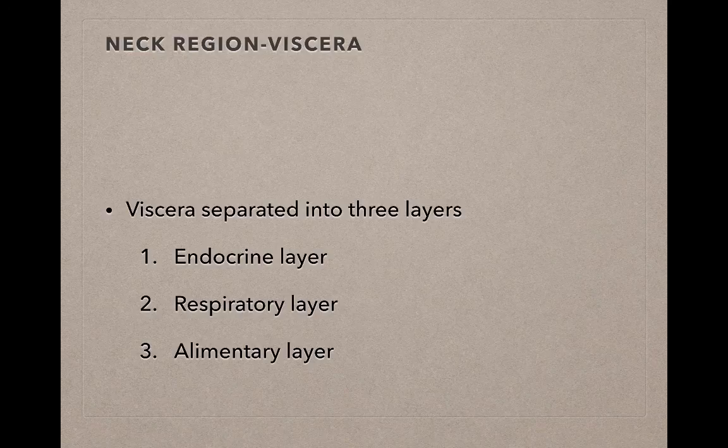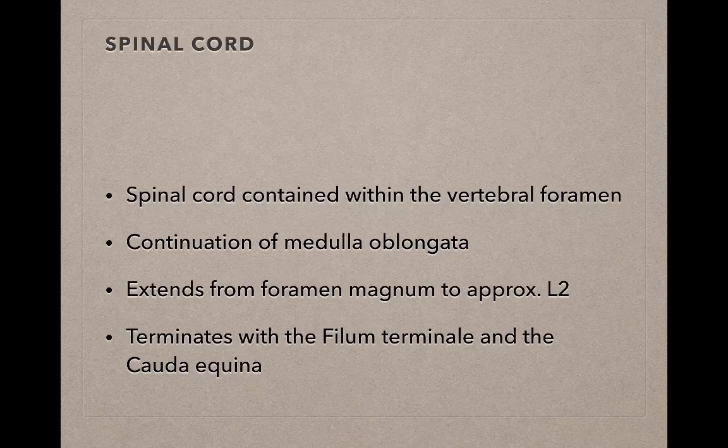And finally, the alimentary layer. This is going to include the pharynx and the esophagus. The pharynx is what will allow air into the larynx and to the lungs. It also is going to allow food to go into the esophagus. And your esophagus is just a muscular tube that's continuous with the laryngopharynx, and it lies between the trachea and the vertebral column.